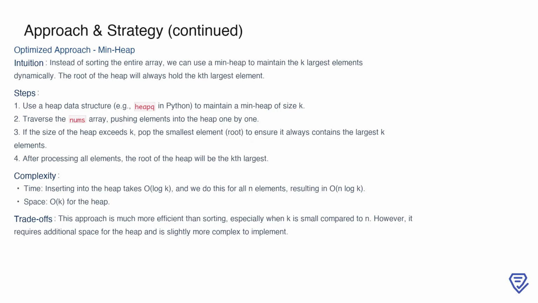The space complexity is reduced to k, as we only store k elements in the heap. While slightly more complex to implement than the brute force method, this approach is much faster for large arrays, particularly when k is small relative to n.